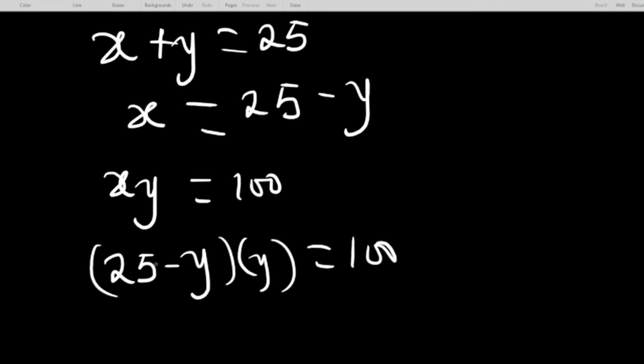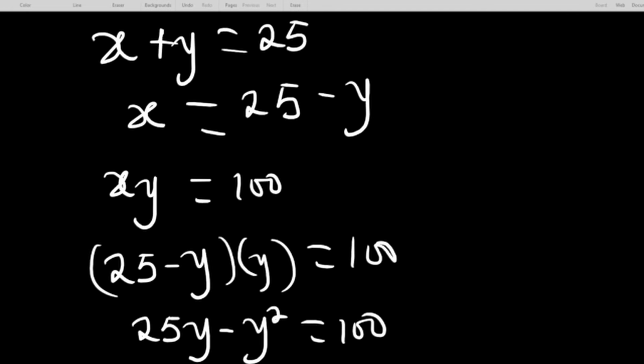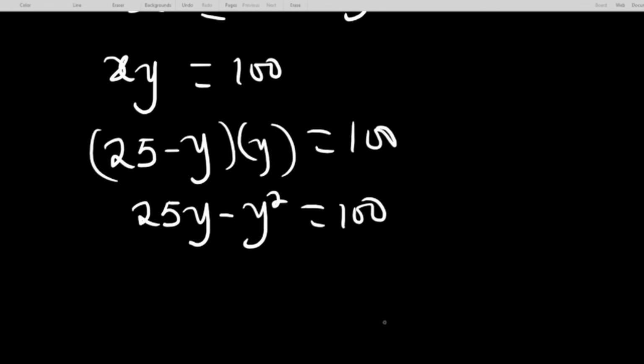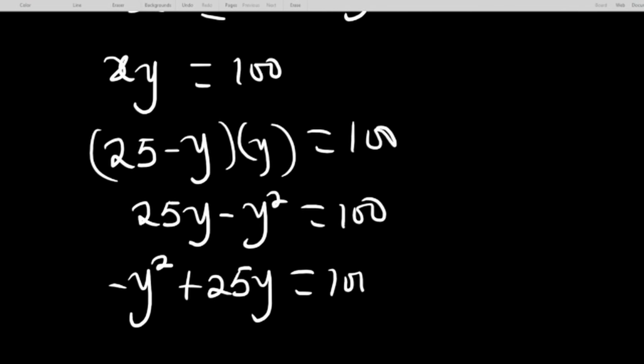Then we distribute: 25 times y is 25y, and negative y times y is negative y squared, and this is equal to 100. Then rearranging, I'm going to have negative y squared plus 25y equals 100.